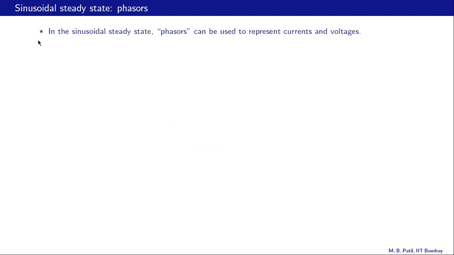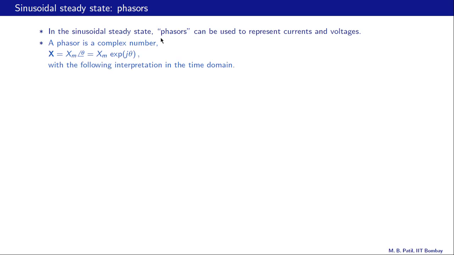Okay, let us continue, and now we want to introduce phasors. In the sinusoidal steady state, phasors can be used to represent currents and voltages. So let us see what a phasor is. A phasor is a complex number, that's why it is written in boldface here. It has got a magnitude of Xm and an angle of theta. So that is the phasor X, and we can rewrite this as Xm e raised to j theta, and it has the following interpretation in the time domain.